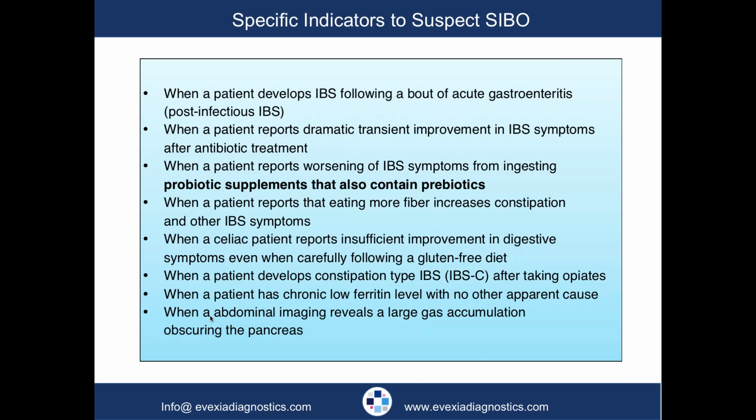And if there's chronic low ferritin, that's a storage form of iron, for no reason, this could be contributed to that as well. And of course, if you have the benefit of abdominal imaging studies where you see a large accumulation of gas obscuring the pancreas, certainly over gas production, hydrogen and methane gas is certainly a specific indicator for SIBO as well in the gut.